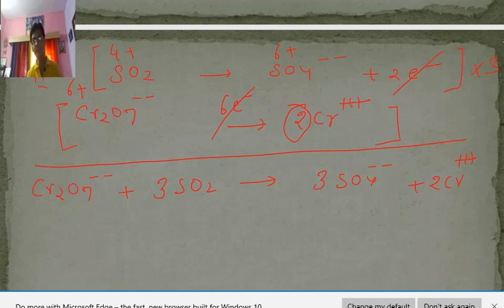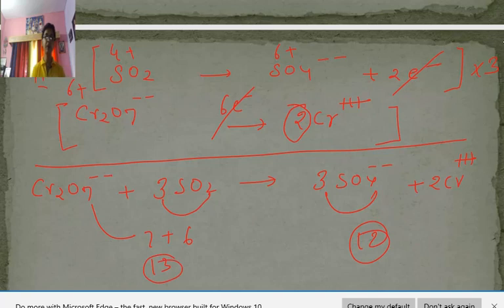The right side oxygen is 3 fours, 12, and the left side 3 twos, 6, 6 plus 7, 13. Then there is one oxygen less on the left side, so add one oxygen in the form of H2O. The number of hydrogen on the right side is 2 but on the left side is 0. Then add 2H on the left side.